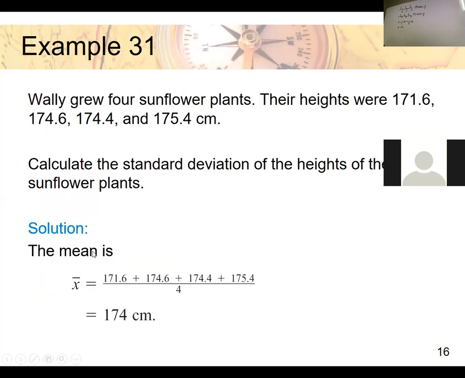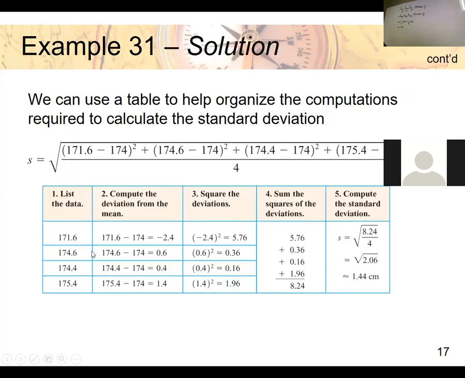And then for 174.6, its deviation would be 174.6 minus 174, which is 0.6. And then 174.4, we subtract 174 to get 0.4. And then finally 175.4 minus the average of 174 will be 1.4. So these represent the deviations here. And then number 3 is to square the deviations.